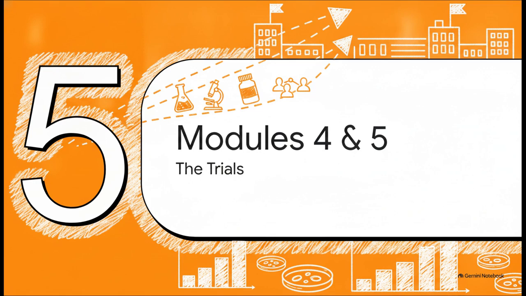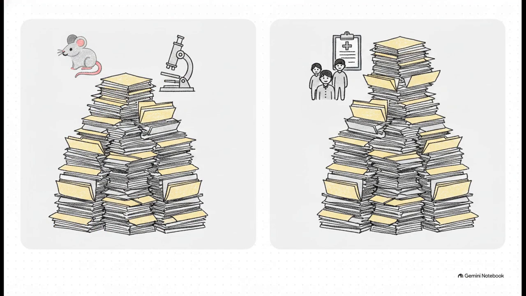Section 5, Modules 4 and 5, Trials. All right, let's head up to the top floors of our building. This is where the heaviest burden of evidence lives, the actual study reports. Let's clearly contrast these two. Module 4 houses the non-clinical study reports. Think of this as the labs floor. It contains all your pharmacology, toxicology, and animal data.